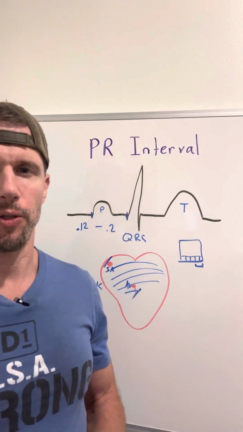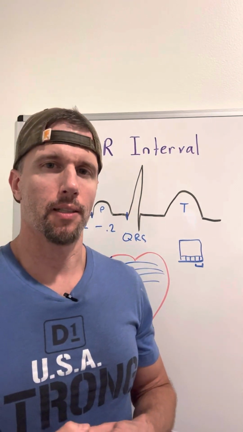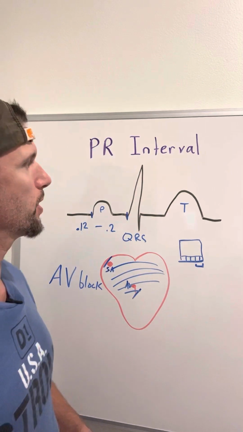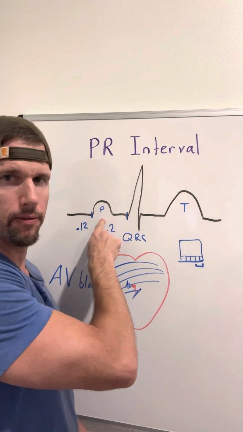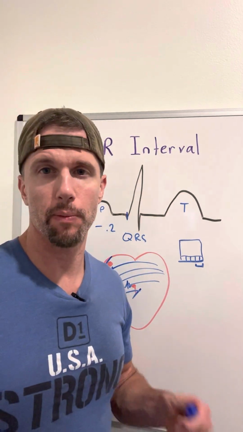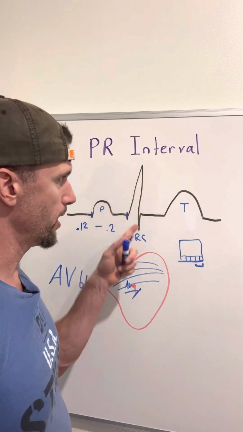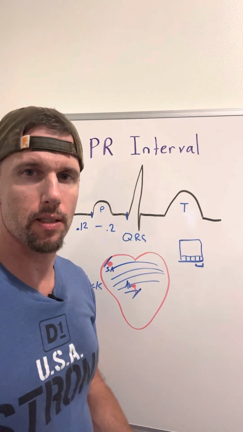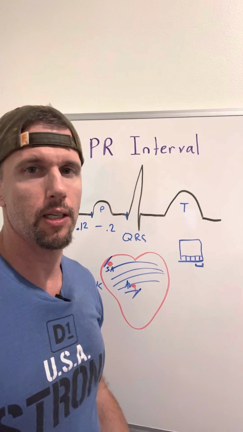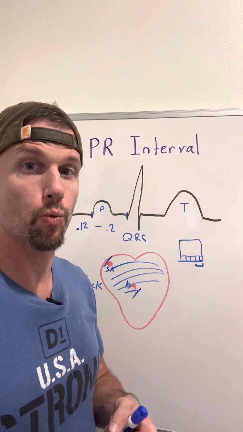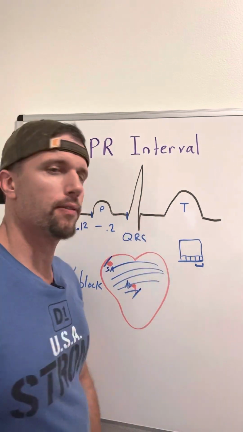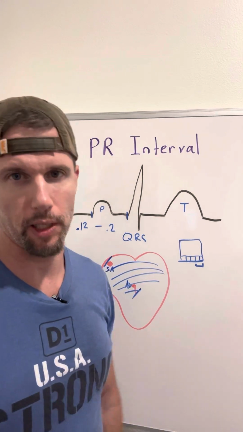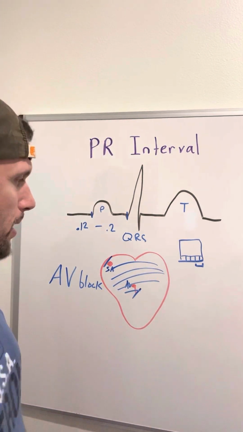I want to share a little video about the PR interval. This is on the ECG. With the ECG, you have the P wave that represents atrial depolarization. The QRS complex represents ventricular depolarization as well as atrial repolarization, and the T wave is ventricular repolarization. So now that's just kind of a baseline.